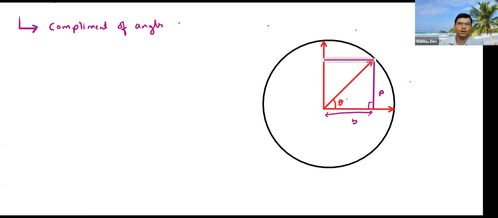Now, suppose this other angle is alpha. I'll just mark the points O, A, B, C. For this alpha, which side is your perpendicular? Tell me, for this alpha, which side is your perpendicular? BC.